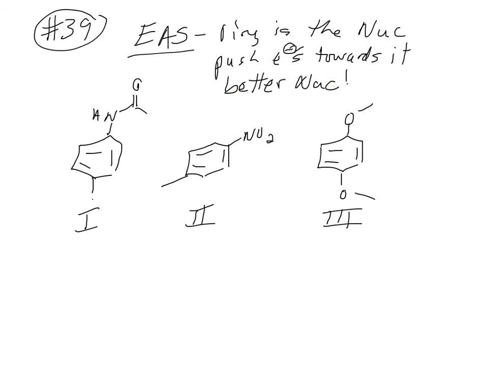Which one's going to be the worst nuke? Two. Why? Because it has the NO2 group, the biggest electron withdrawing group, right? NO2, remember, you can draw, hopefully for the love of God, the Lewis dot structure of this for me, so I can sleep at night, right? You can draw that for me.